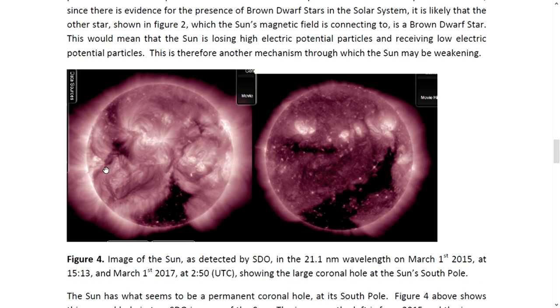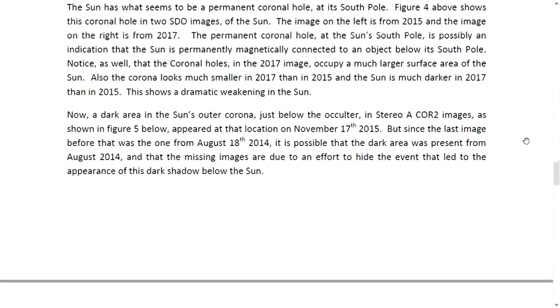Now, we can see this is an SDO image from 2015 and then going into 2017. You can see how nice and milky white the corona is on the sun. However, here is the beginnings of this coronal hole at the base of the sun. Taking a look at this coronal hole, very, very large, but you can see how dim the corona has become. Very, very dim. The comparison, you can see it with your own eyes. Let's move further down in this report.